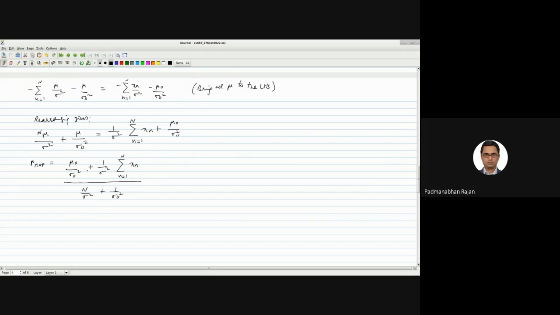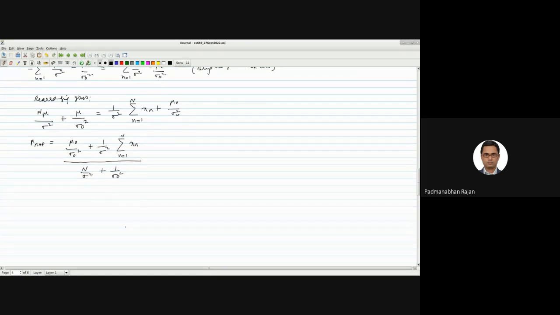So what is it? It is mu naught by this term plus 1 by sigma square xn divided by the denominator; I think if you take the LCM you'll get this term. So you can compare it with the mu ML. What was the mu ML? Mu ML was only the sample mean. Okay, so I'll just try to write this in terms of what we already knew.